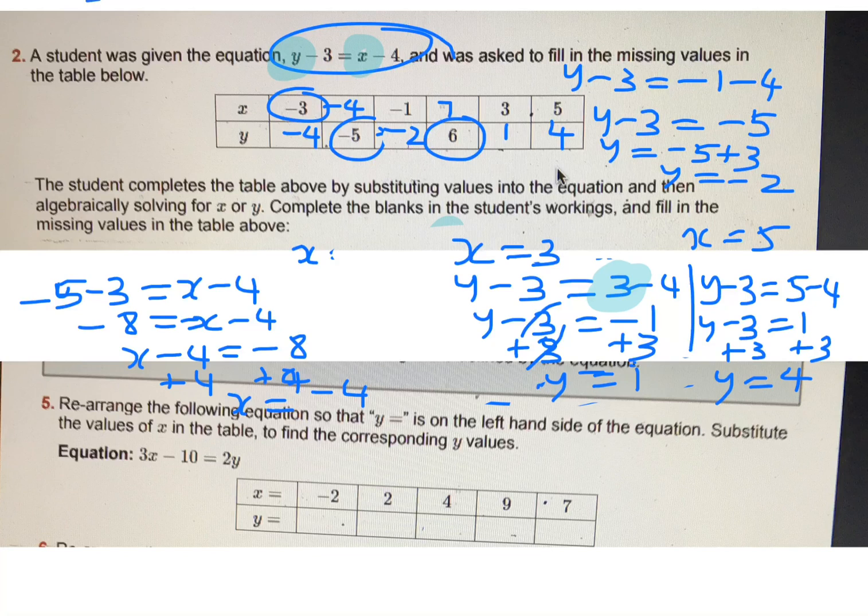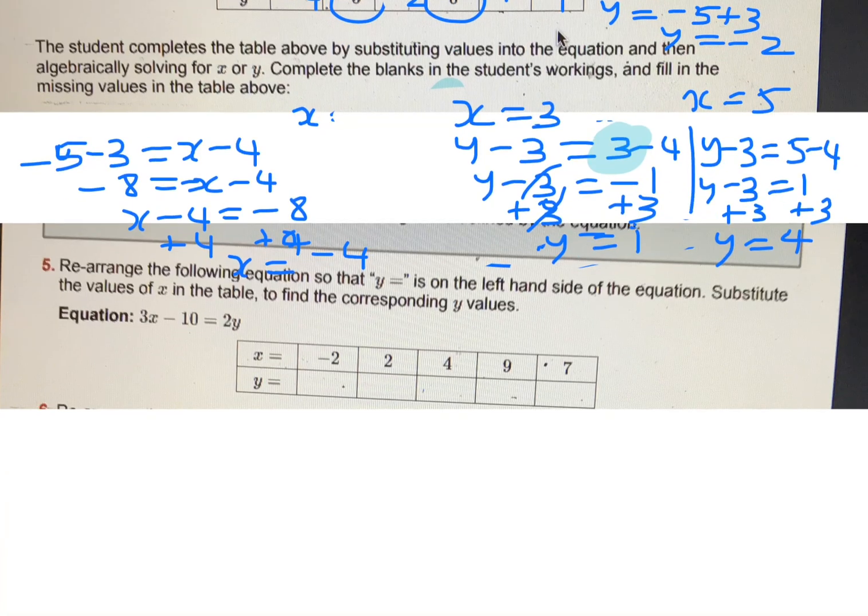Okay, so fill in the missing table of values above. And if you plotted all these points, you would see they all lie on the same line.